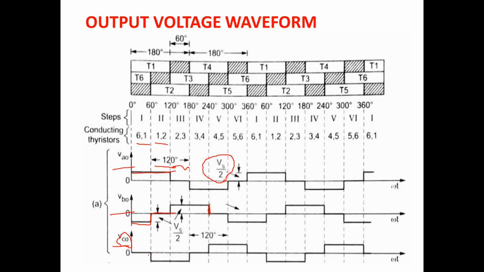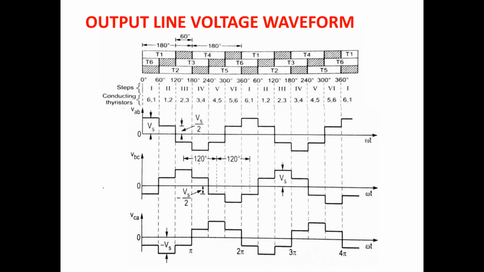Similarly for Vc naught, thyristors 1, 2 and 3, 4 will be conducting. So here it is. The conducting thyristors are 1, 2, 2, 3, and similarly 4, 5, 5, 6. So it is repeated. For the output voltage V0, it will be VA0, VB0 and VC0. Only two output terminals will be connected to the DC source at any time. So this is your output line voltage waveform.